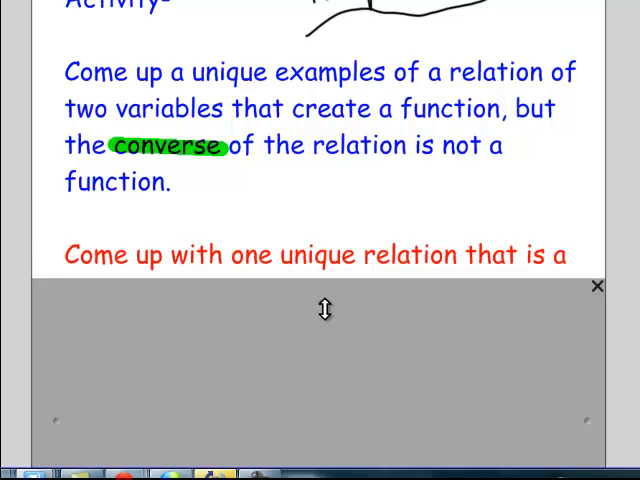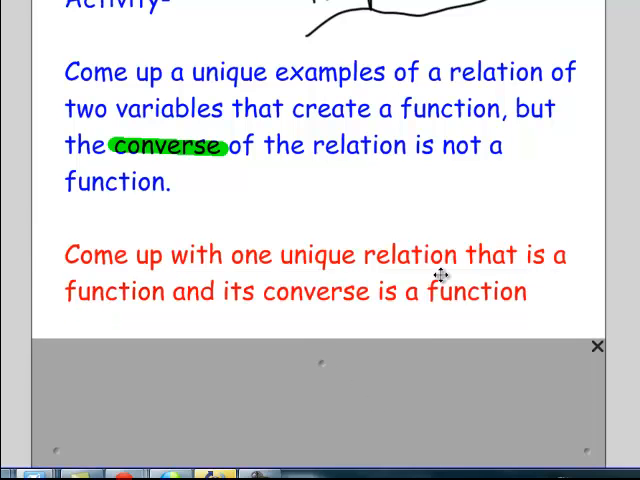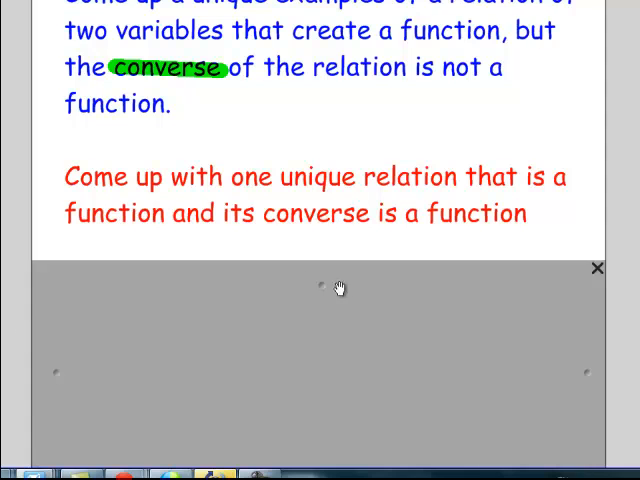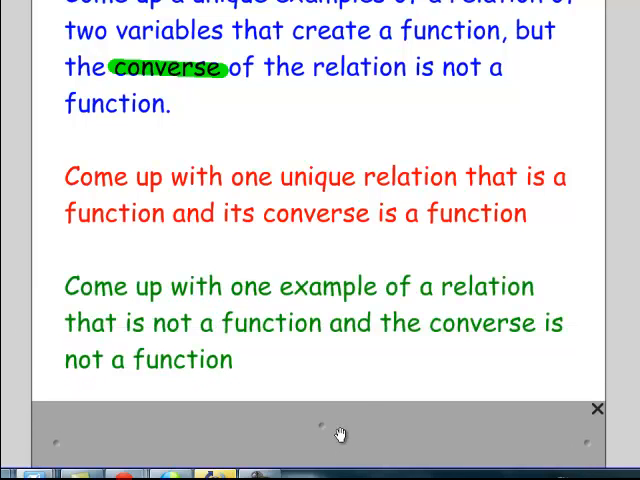The second part is you're going to come up with one unique relation that is a function and its converse is also a function. And the last one, two variables that are not a function, that don't form a function, and the converse is also not a function.